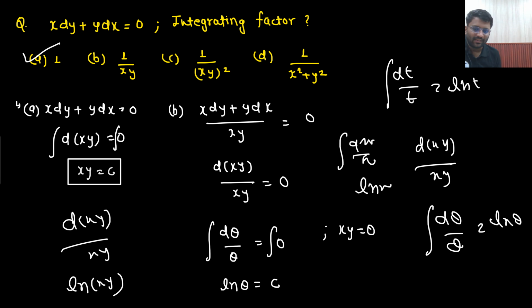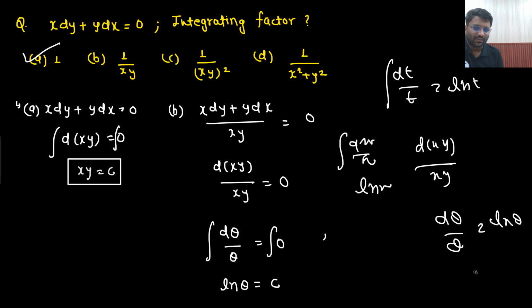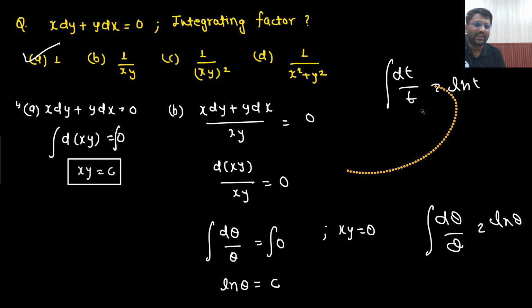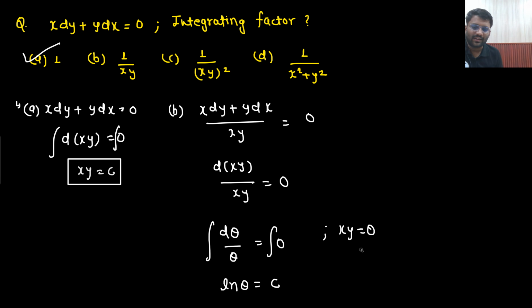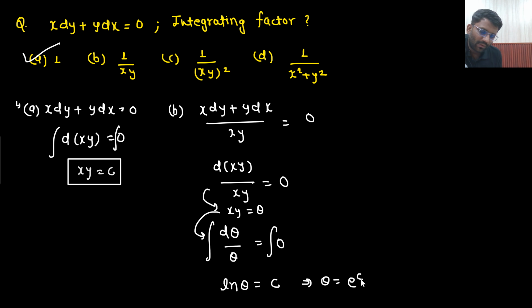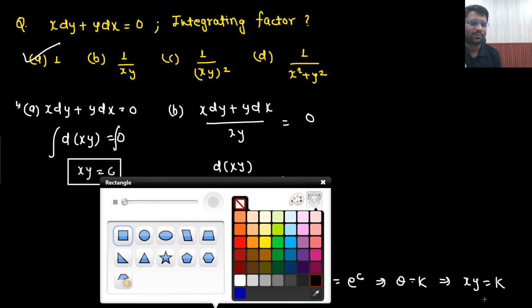So a similar thing. Needlessly I am making it complex. What I did was I just put xy as theta. So from here I am getting d theta by theta, so ln theta equals constant. Theta equals e to the power constant, so theta equals k. And theta is nothing but xy. So xy equals k. This is what I am getting. Yes, I am able to solve the question.